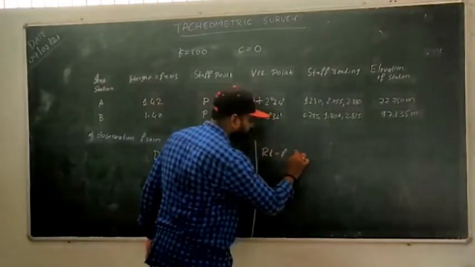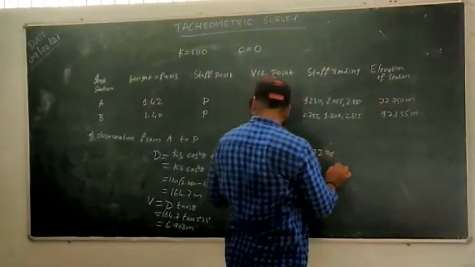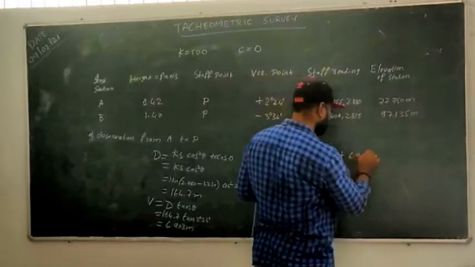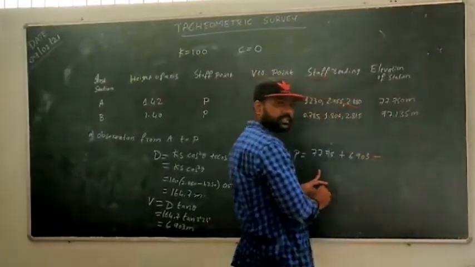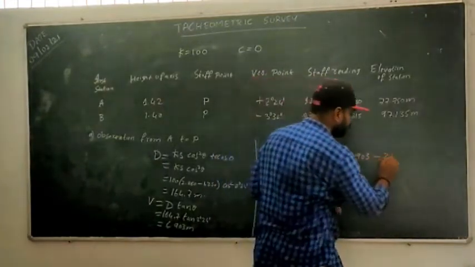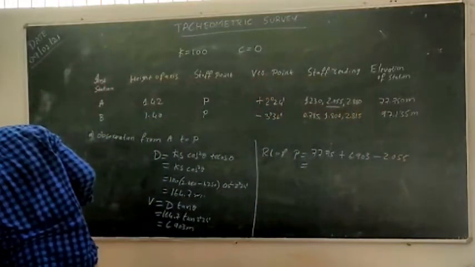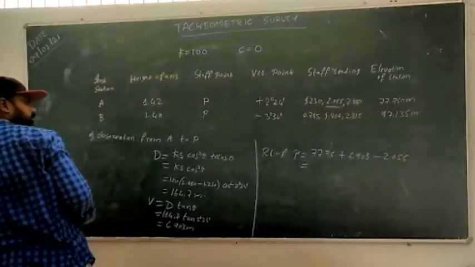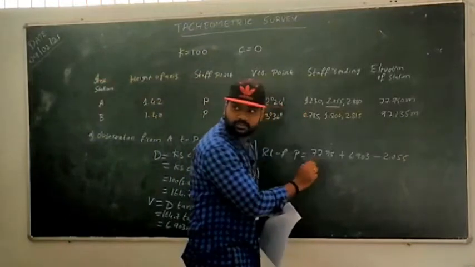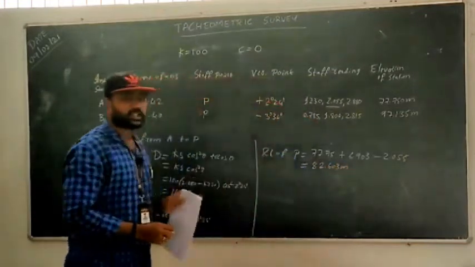Now you tell me RL of P is equal to, benchmark is given, 77.75. Next, plus V, that is 6.903, right? And minus which value are you going to consider? This one, 2.055. So how much? 84.018. Yes, 84, no? 82.603. Okay, so you got this RL of P.